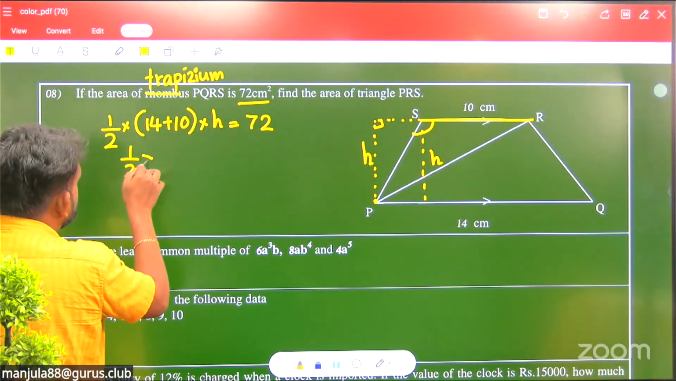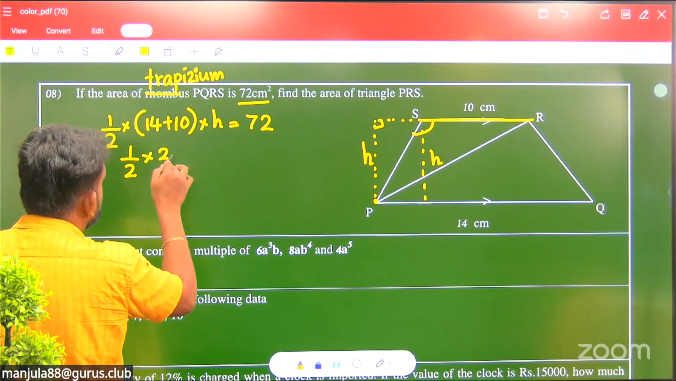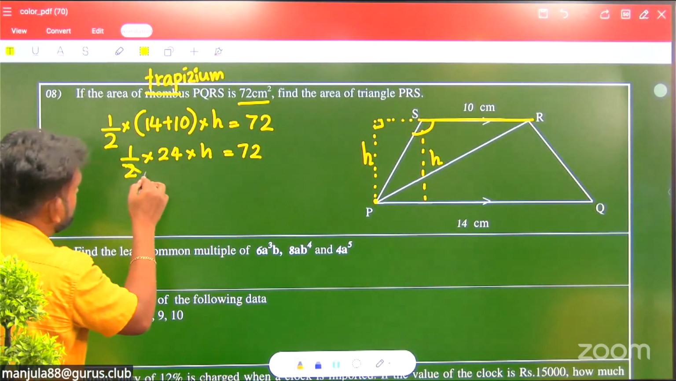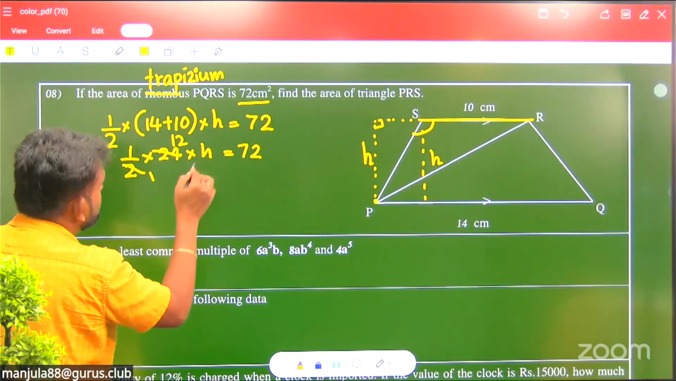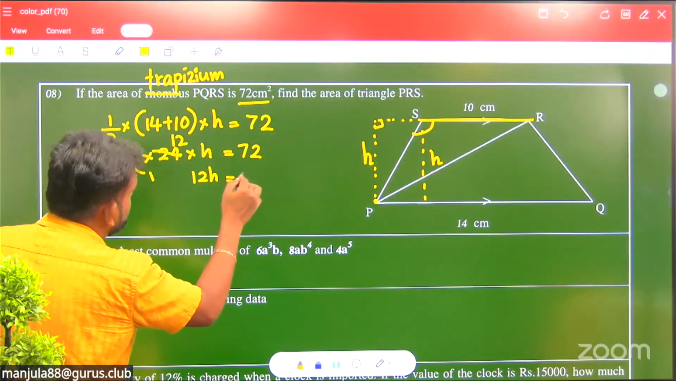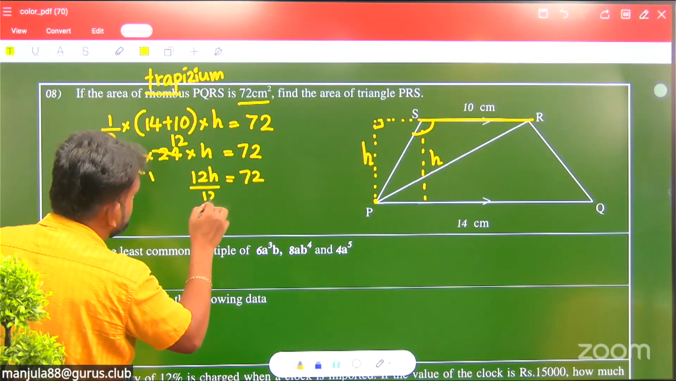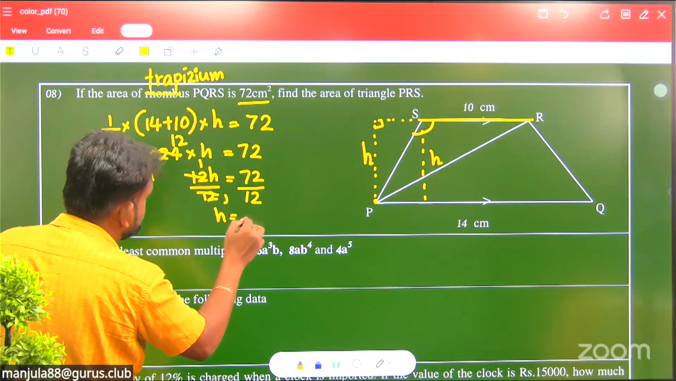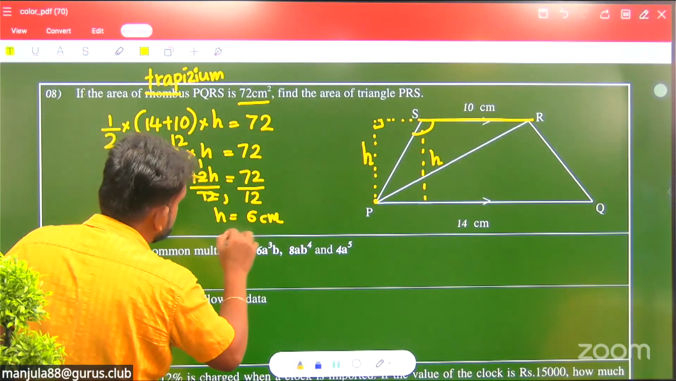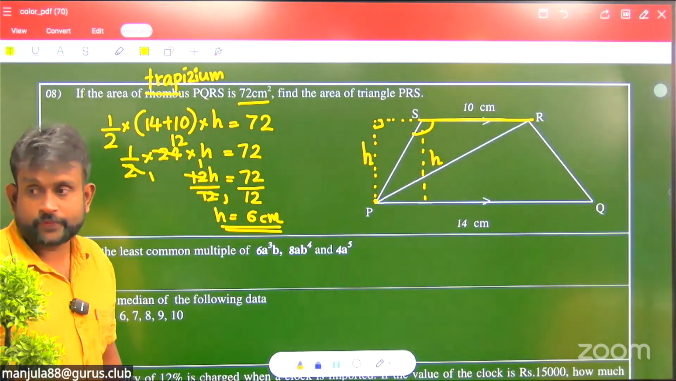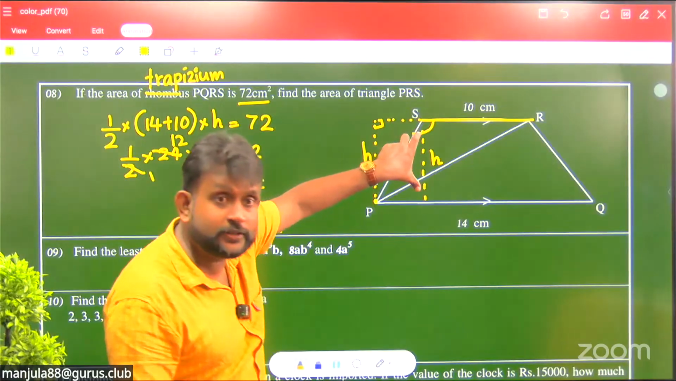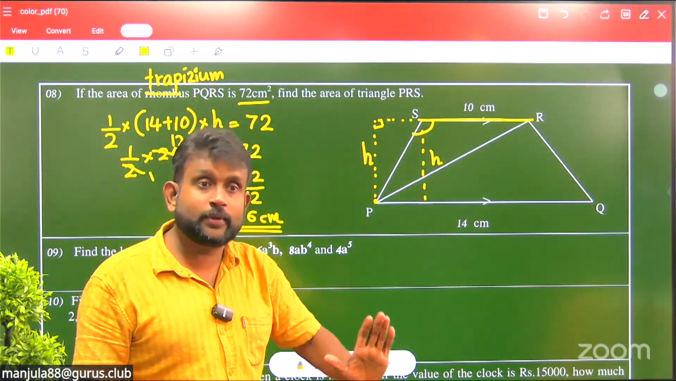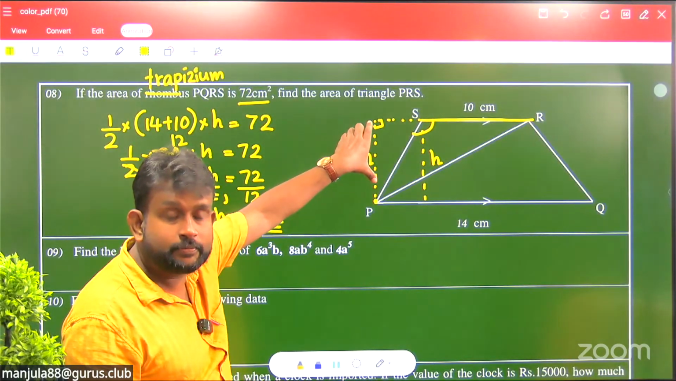Then half into 14 plus 10, which means 24, into h equals 72. Then 2 ones are 2, 12, so 12 into h, 12h equals 72. You divide both sides by 12 to make h the subject. So 12 cancels out, h equals 6 centimeters. Now you found the height between these two parallel lines. That height is the same height for the triangle, its perpendicular height.